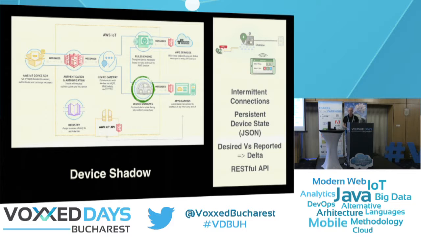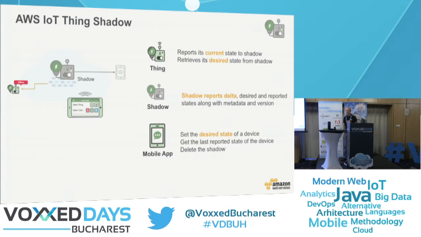The device shadow is another interesting feature, where this stores the state of your connected device in JSON format. So you don't have to go to the device itself to know its state. You can go there. And not only that, the device will send its current state, which we call reported state, to the shadow, so you will know what the device said, but you can also program against the shadow to change the state of the device. So I will do a simple demo at the end to show you that.